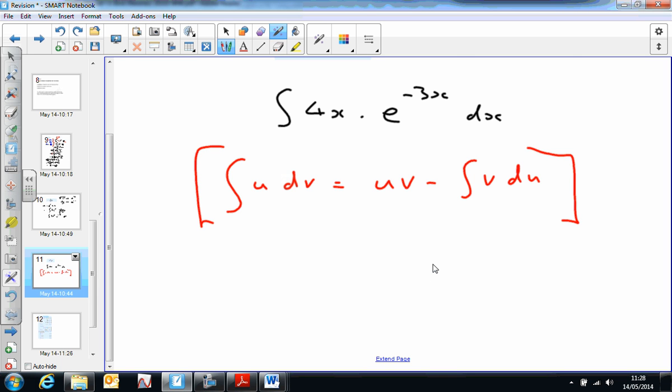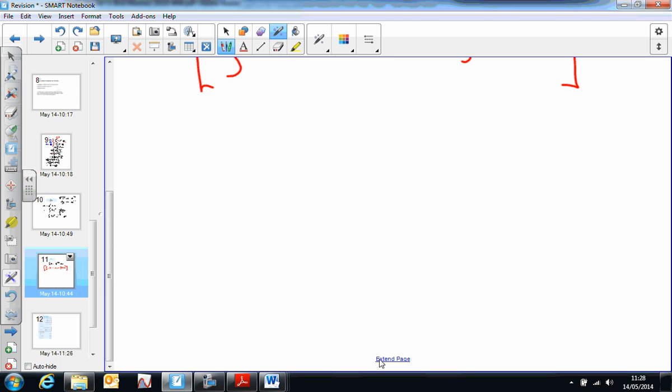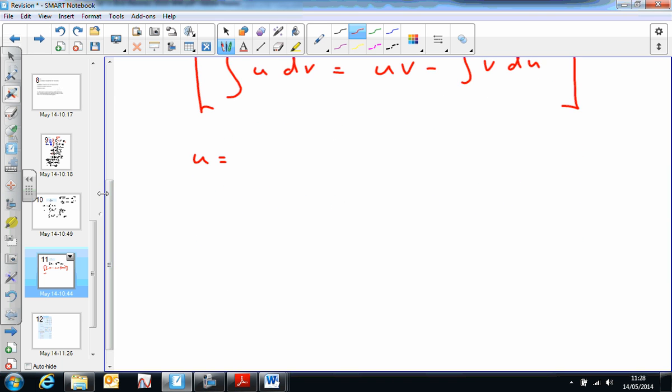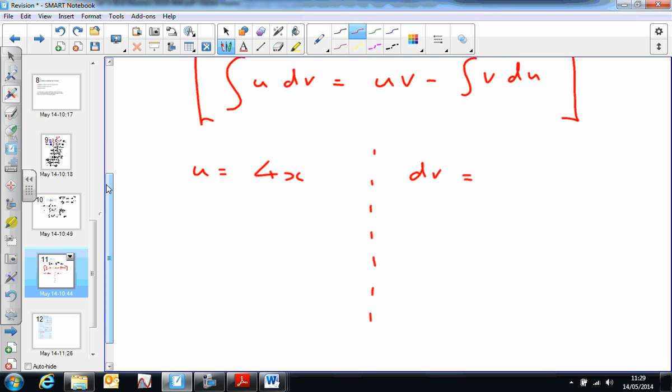So, I'm going to let u equal, in this case, 4x. And you don't have to set it out this way, but then that means dv has got to equal the other bit, which is e to the minus 3x.